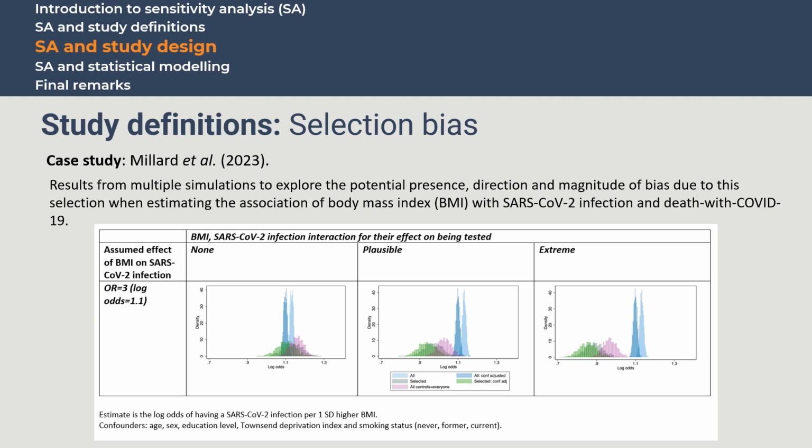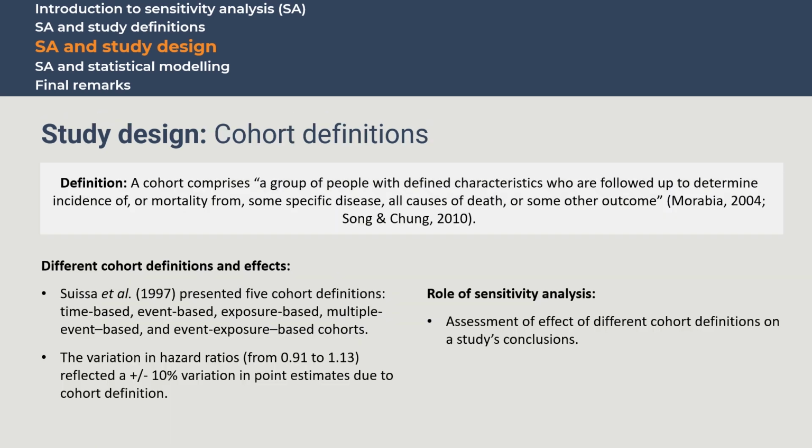Within the study design dimension, we also can look at the cohort definition that we are using. A cohort comprises a group of people with defined characteristics who are followed up to determine incidence of or mortality from some specific disease, all causes of death, or some other outcome. In the context of the development of therapies, when they enter the trial phase, we often test them on an ideal population, which is composed by those without any complication and likely to adhere to treatment.